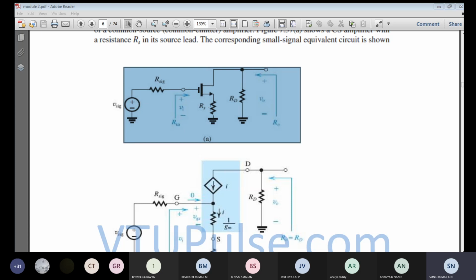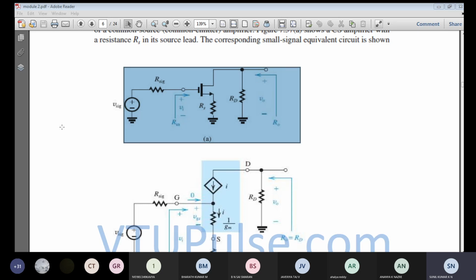If we look at the expression for the T equivalent model, there is no change in the terminal characteristics. So we can adopt this model as a small signal operation model, as the terminal current as well as the terminal voltages are not going to vary.